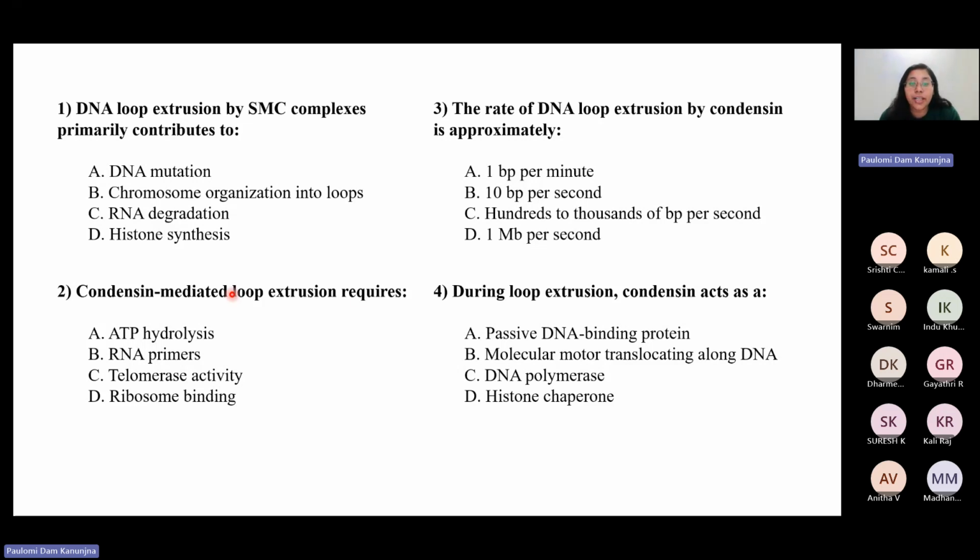Condensin-mediated loop extrusion requires which of these activities? The rate of DNA loop extrusion by condensin is which one of these? And during loop extrusion, what does condensin act as? These are not something that I discussed, but they are not very difficult to understand. So if you just think through the question, this should be easily attemptable.